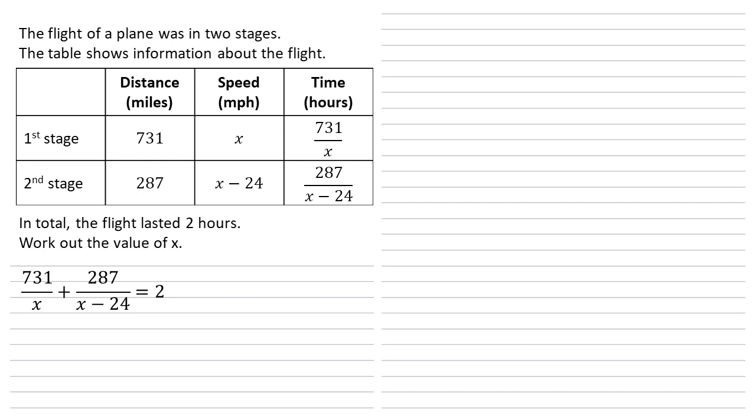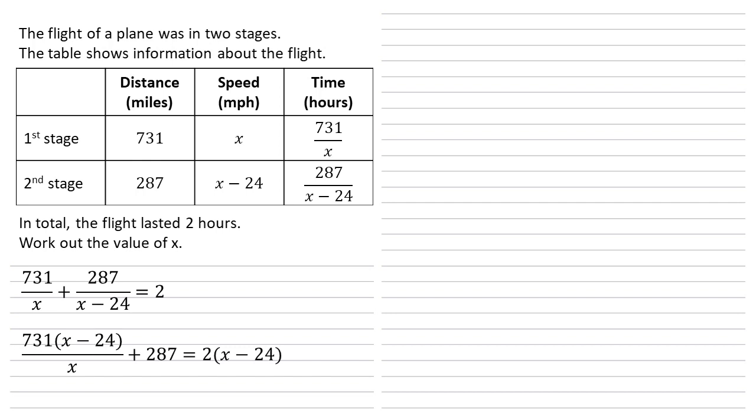Always good to check units at this point. So both the times in the table and the time in the statement are given in hours, so we can just set them equal to each other there. We've now got fractions with x's on the bottom. Is usually a pain, so we're going to multiply one at a time those denominators up to get rid of the fractions. So multiplying through by x minus 24, we get 731 times x minus 24 over x, plus just the 287 by itself is equal to 2 lots of x minus 24.